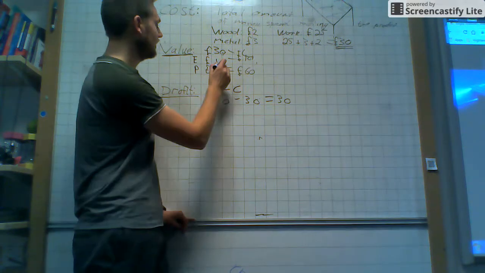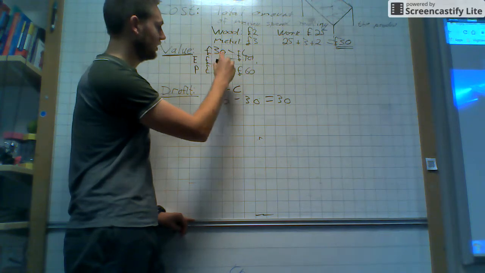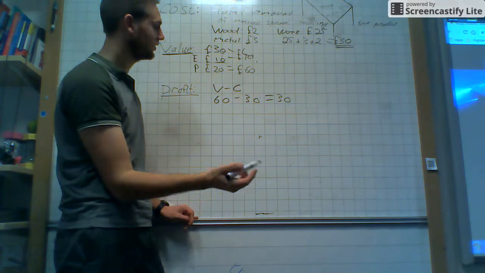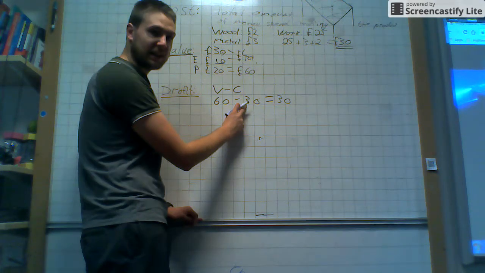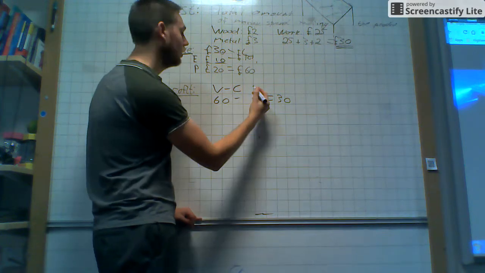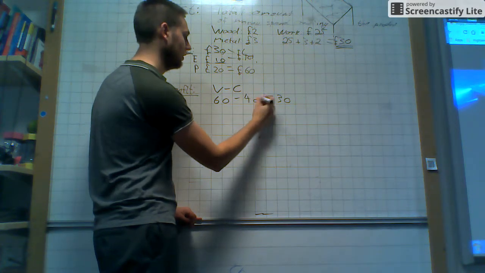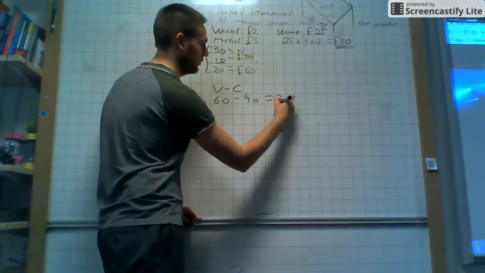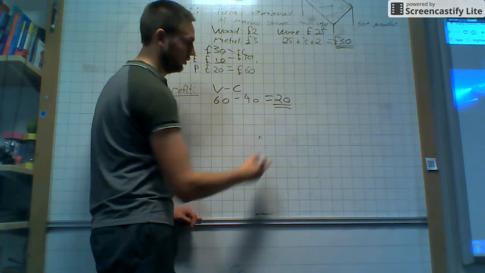However, we said that IKEA spent £10 on packaging and delivering and all sorts of things. So therefore, this should actually not be 30. No, instead it should be £40. And therefore, their profit would be £20 in total.